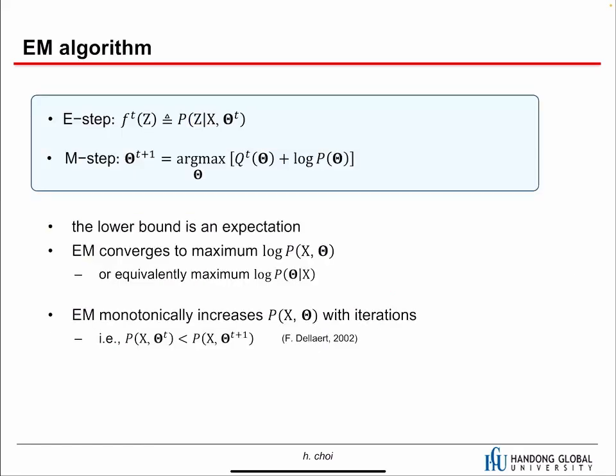In sum, the EM algorithm has two steps, the E step and the M step. The E step corresponds to assignment in the k-means algorithm. The M step corresponds to the update step in the k-means algorithm. And f of z is the conditional probability of z given x and theta, and this one can be updated by this.